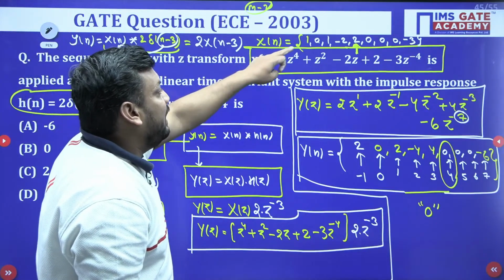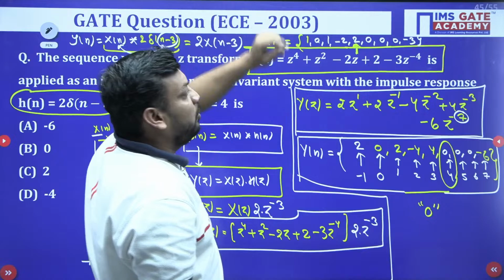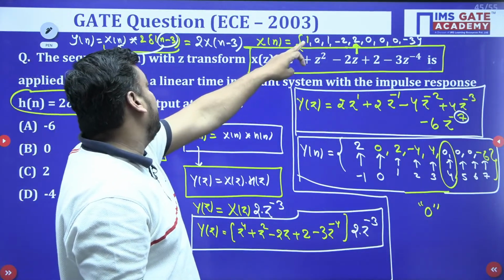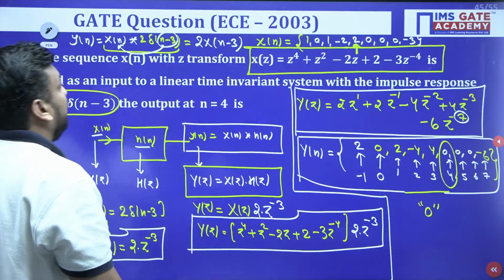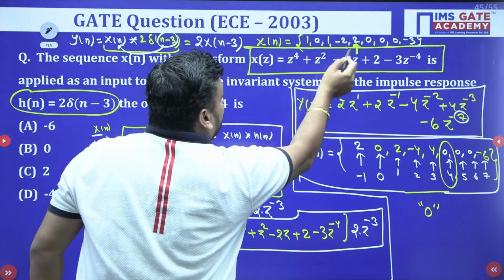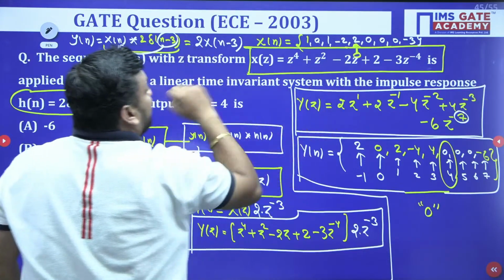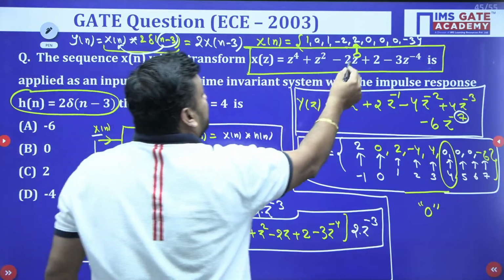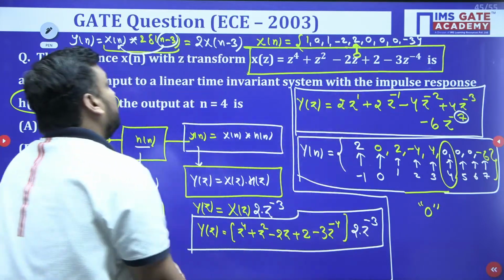And if x of n is this, I have a space here, I hope it is visible. Upper side is visible. If this is my x of n, guys, can you shift it to the right hand side? Right now this is my 0 location, x of n. If I shift x of n minus 3, it means this 0 will be 3 only. Yes or no?